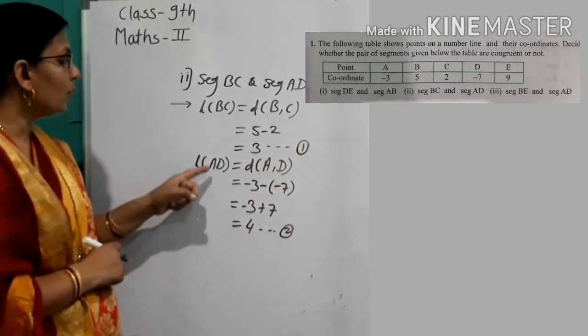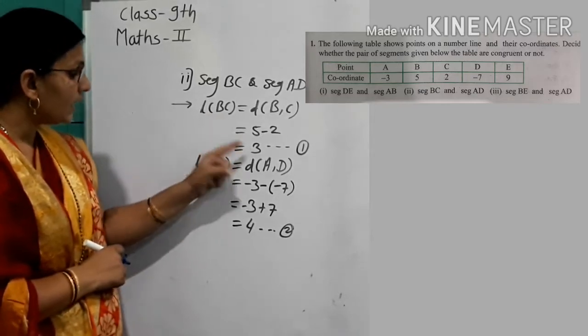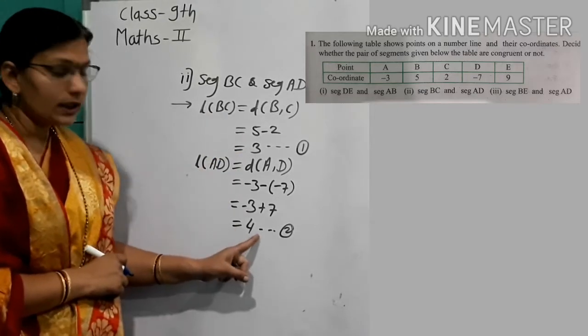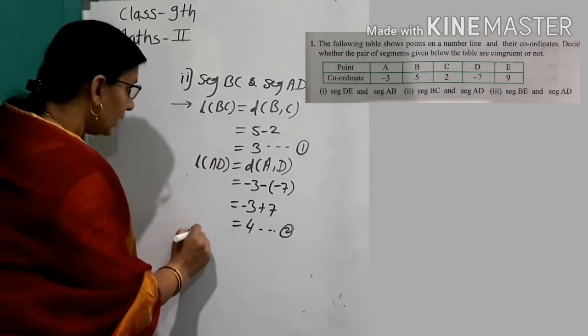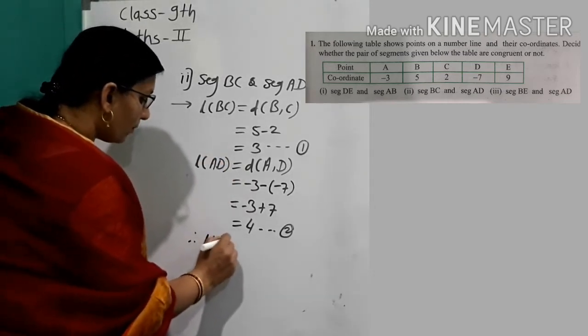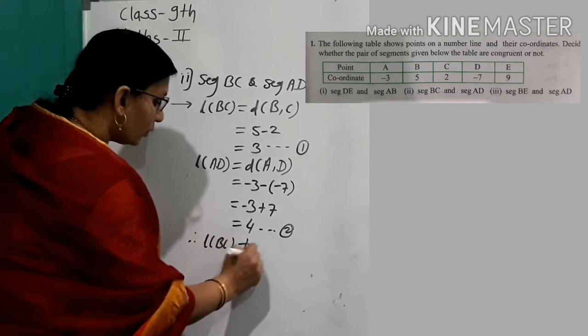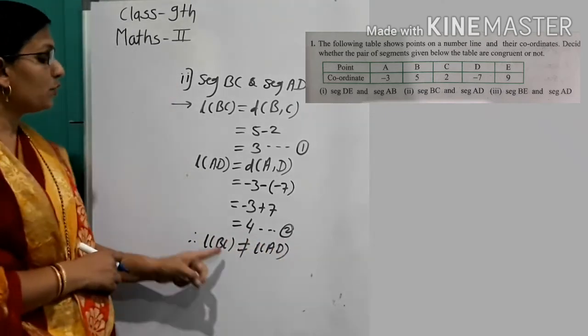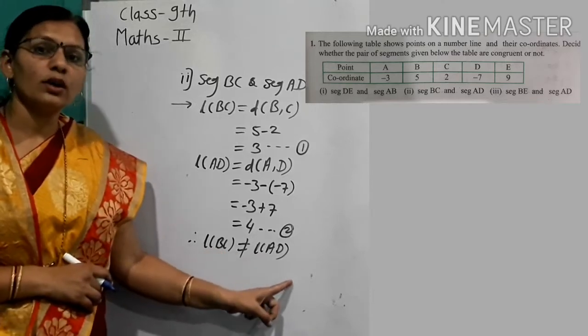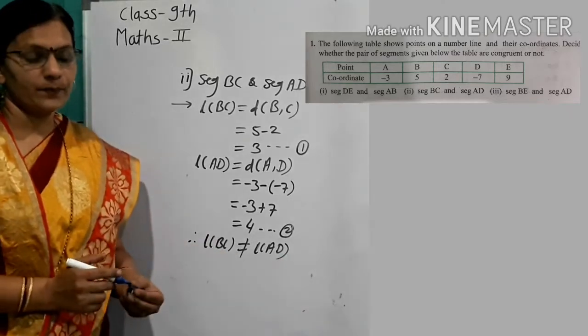From 1 and 2, length of BC is 3, length of AD is 4. Therefore, the lengths of these two segments are not equal. Therefore, length of BC is not equal to length of AD, and therefore these two segments are also not congruent segments.